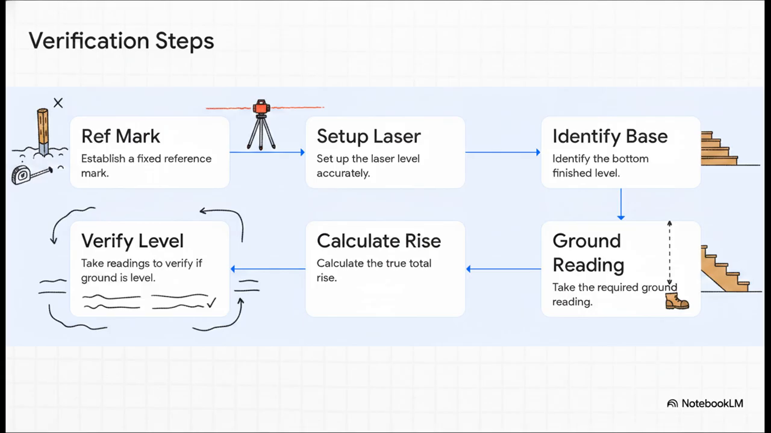You do that by recording the vertical distance from your laser line straight down to the ground surface at the stair base. Step 5 is where the math comes in. Calculate your total rise by subtracting your known reference height from that ground reading. That gives you the true vertical distance for your flight of stairs. And finally, Step 6, take multiple readings to verify if the ground is actually level, making sure you've got a safe, predictable surface to build on.